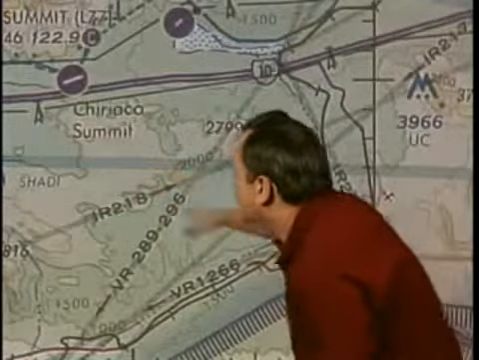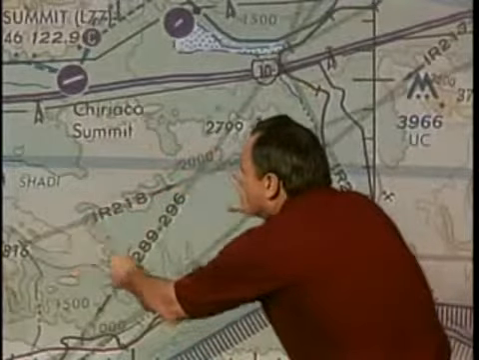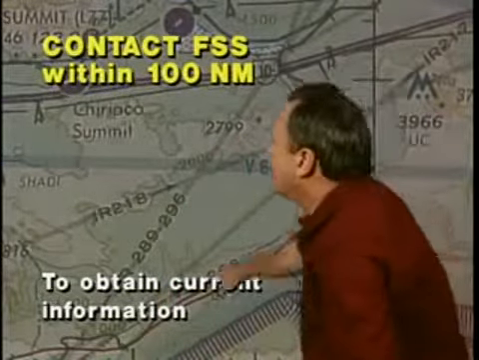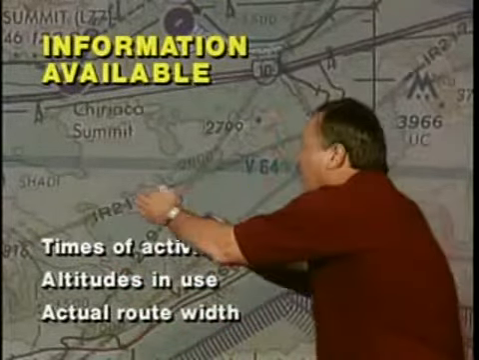Now, non-participating aircraft are not prohibited from flying in these military training routes. You can fly through here anytime you want to. However, the FAA thinks extreme vigilance should be exercised when you're conducting flight through these areas or near these areas. So how do you find out what's going on and when these activities are taking place on these military training routes? You contact a flight service station within 100 nautical miles of a particular military training route to obtain current information. The kind of information you can get is the times the activity is taking place, the altitudes that are in use, and the actual width of these routes.